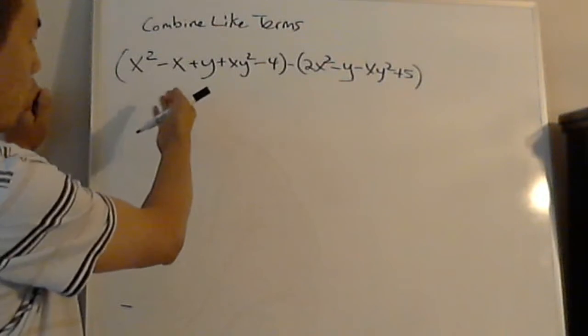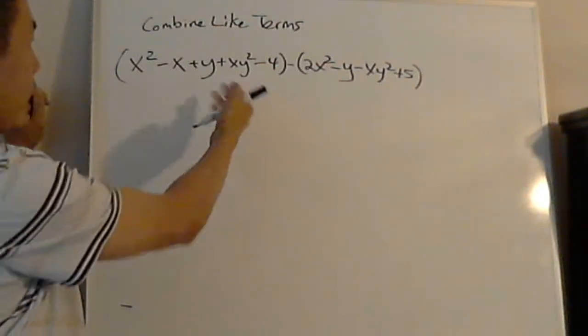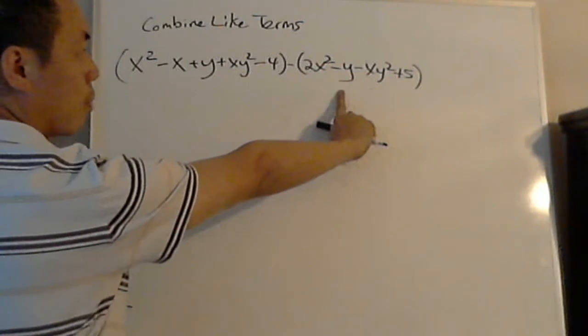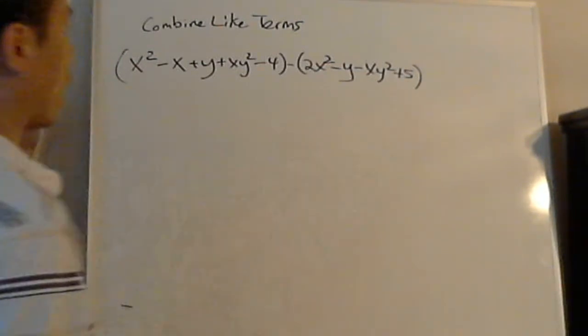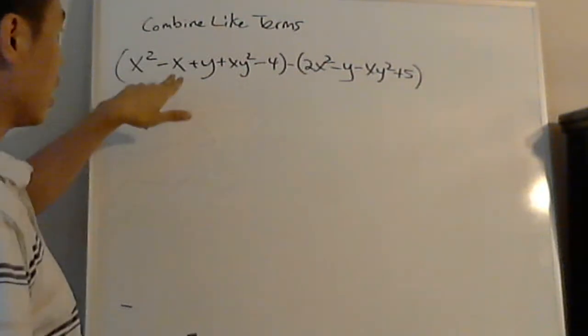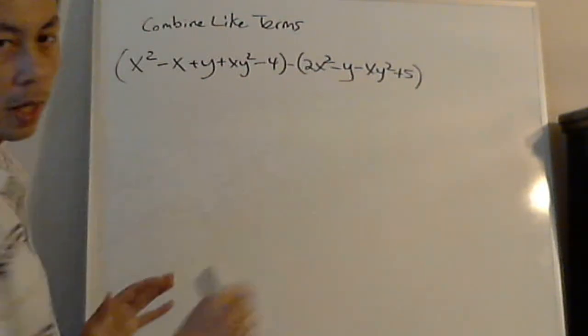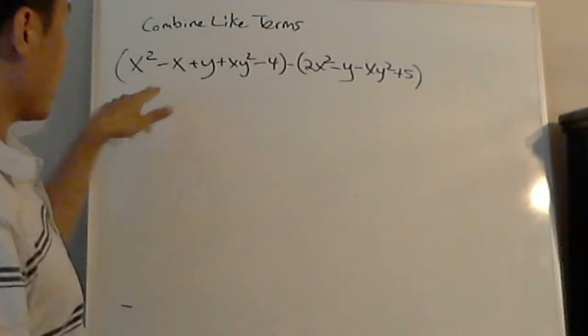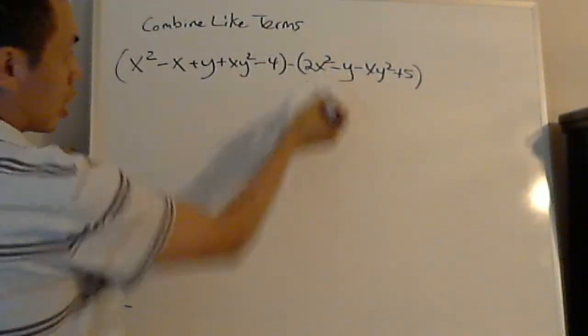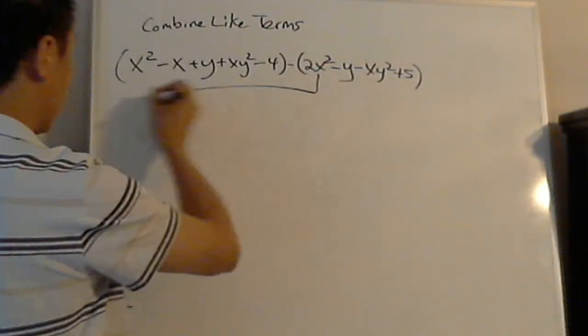So you have x squared minus x plus y plus xy squared minus 4 minus 2x squared minus y minus xy squared plus 5. So you can see there's a lot of different elements. There's x squared, there's an xy squared, there's an x, there's a y, and there's numbers involved. So right now, let's start by realizing that you can only mix common like terms, like here.